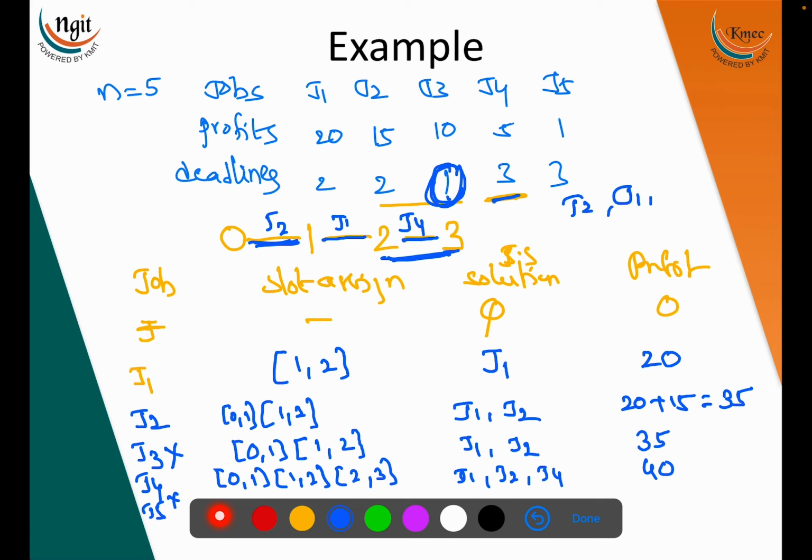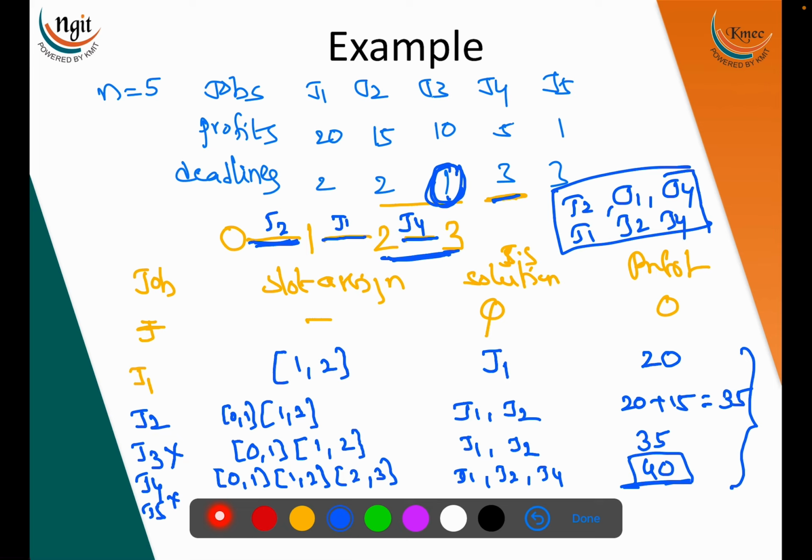What jobs did we accept to get finished? J2, J1, J4. In which sequence? J2, J1, J4, right? J1, J2, J4 also, right? So these are the two job sequences. What are the solutions of this problem? When you are asked to write an optimum solution for this problem, whichever sequence gives you the maximum profit value is the optimum solution. That means J1, J2, J4 is the optimum solution of this problem. Thank you all.